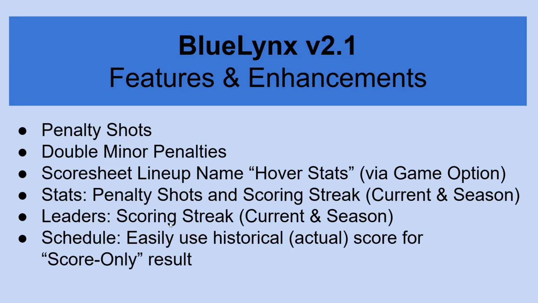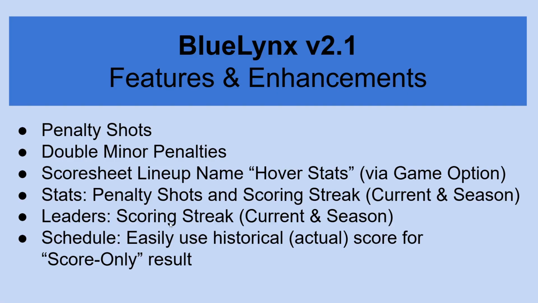So here's the basic list of the features: penalty shots, double minors. You can now hover on the lineup names in the score sheet to see their players' season stats. That's activated via a new game option. There are now stats for penalty shots and scoring streaks, both current and season scoring streaks. And those scoring streaks are also in the leaders.